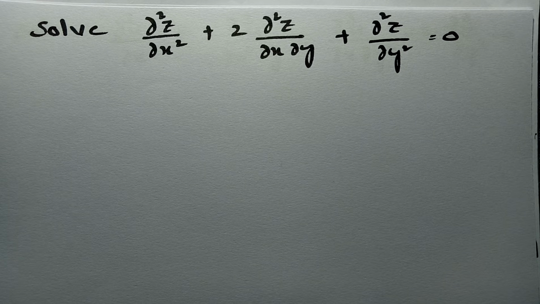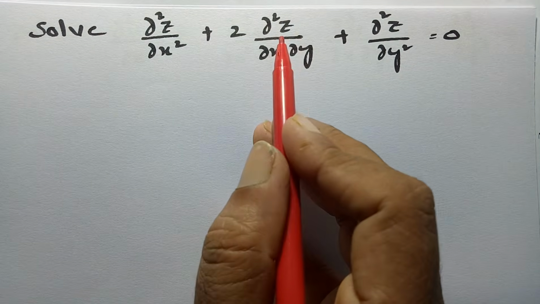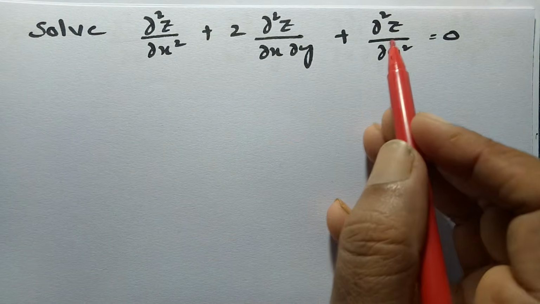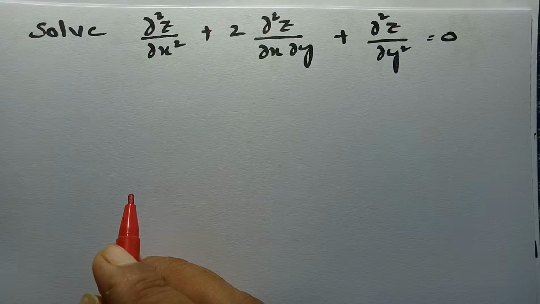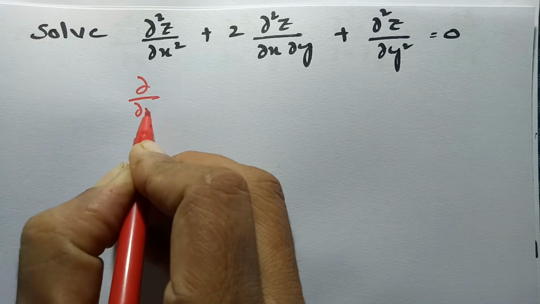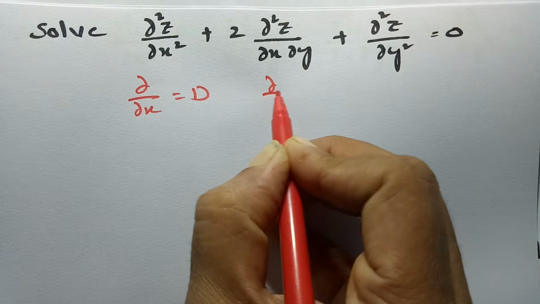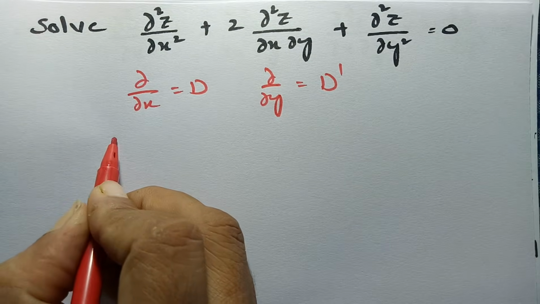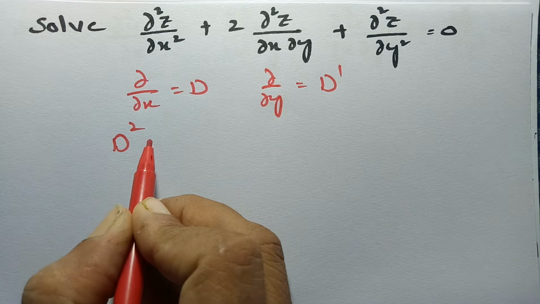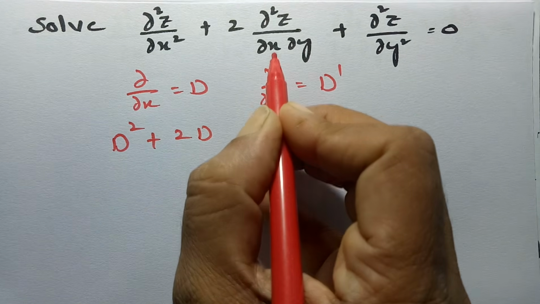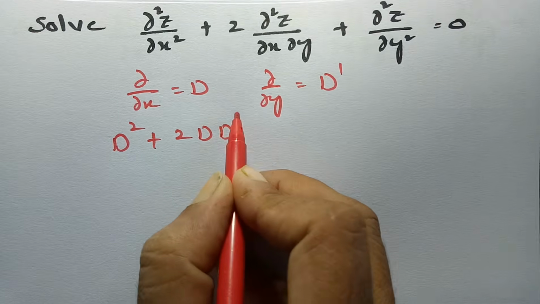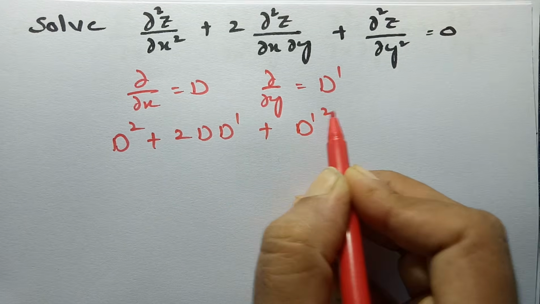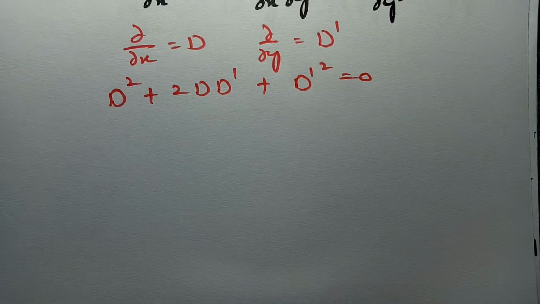To solve, dou square z by dou x square plus 2 times dou square z by dou x dou y plus dou square z by dou y square is equal to 0. So remember, dou by dou x can be written as D, and dou by dou y can be written as D dash. So in the short form we can write D square plus 2 D D dash plus D dash square is equal to 0.